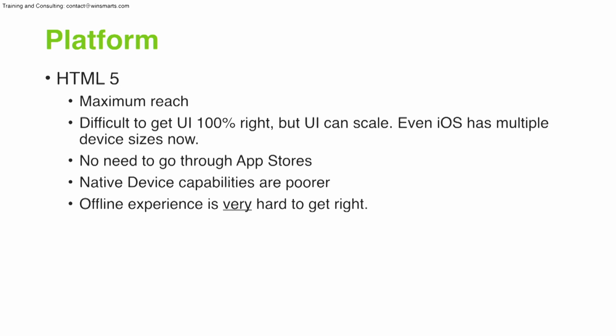The next question is, what platform do we pick? HTML5, maximum reach. It's just a website. But browsers on mobile phones are usually a lot more up to date than they are on our desktops. So maximum reach, but anytime you want to tap into native capabilities, you have most native capabilities in HTML5, but they are inferior compared to an actual native app.